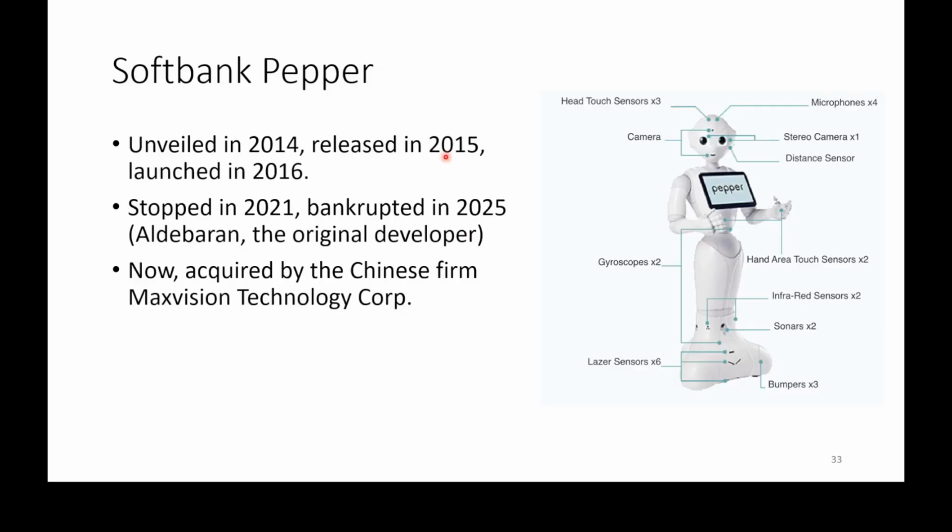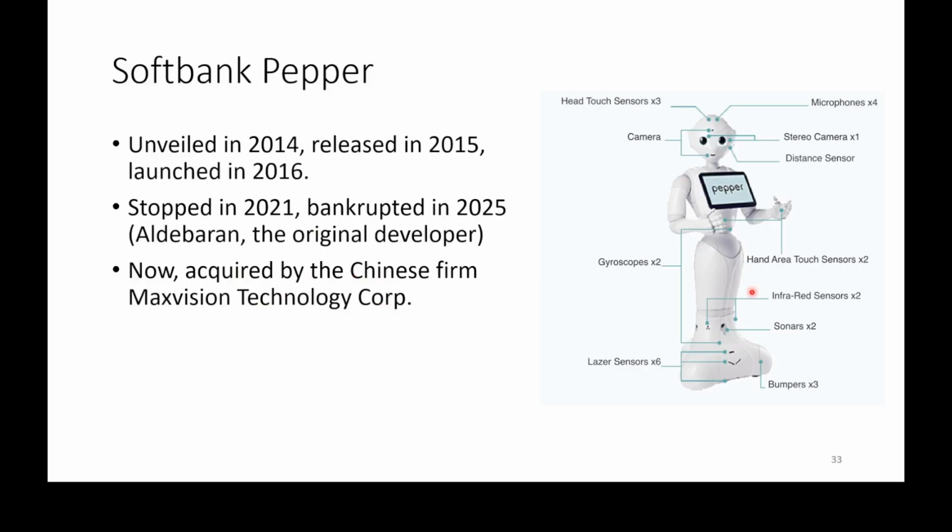So let's explain Pepper first. This robot was developed by this company, but sold by SoftBank. It was first unveiled 12 years ago and released 11 years ago, and we could purchase it 10 years ago. But the robot doesn't make money. That's a problem. So the product was stopped in 2021, and the company went bankrupt in 2025. Currently, it is acquired by the Chinese company Max Vision.